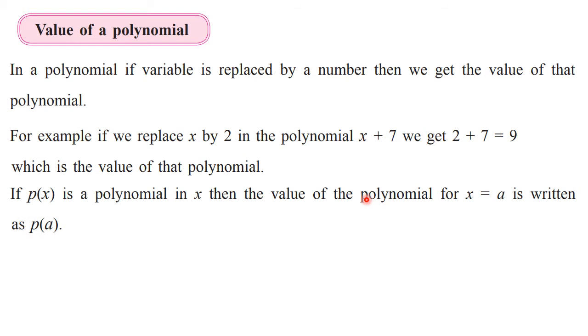now in general, if p(x) is a polynomial in x, then the value of the polynomial for x is equal to a is written as p of a. Simply the variable x we are going to replace by that number. A is what? Nothing but number. Like here we have taken 2. So here the value of a is 2. So for this we will say that p of 2 is 9 for the polynomial x plus 7.